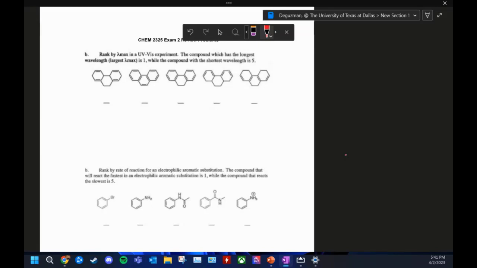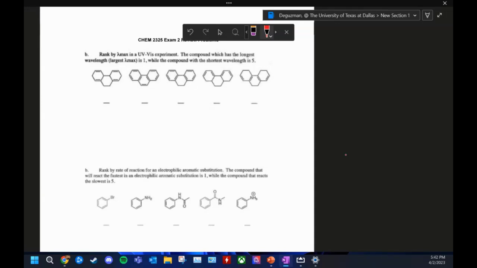We're just going to go through some of the ranking questions. You're going to see quite a few of these on the exam, and they're all really testing one of three things, which Frank really talked about: conjugation, aromatics, and knowing those activating versus deactivating groups, right? So let's take a look at this. For our first question, B, we're going to be ranking by lambda max in the UV-visible experiment. So for R1, that is going to be our largest lambda max, while our compound with the shortest wavelength will be number 5.